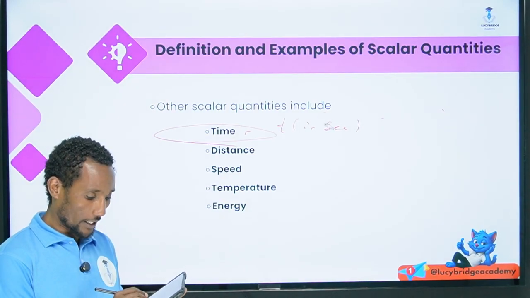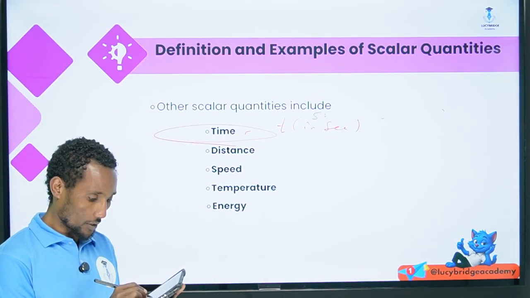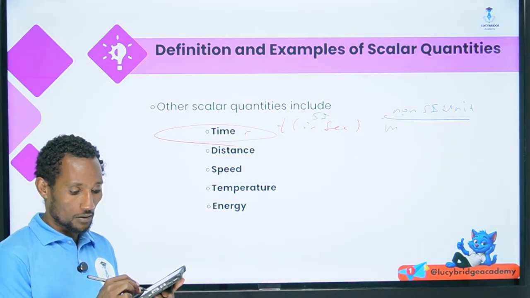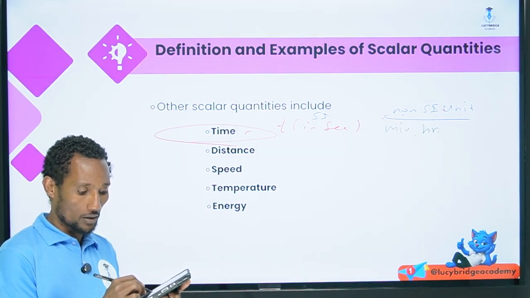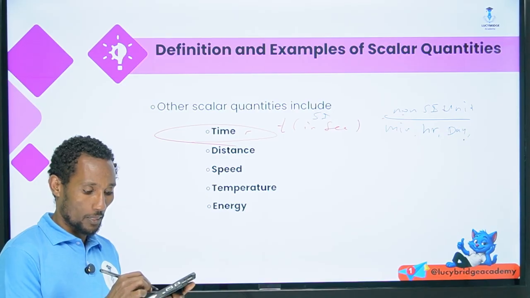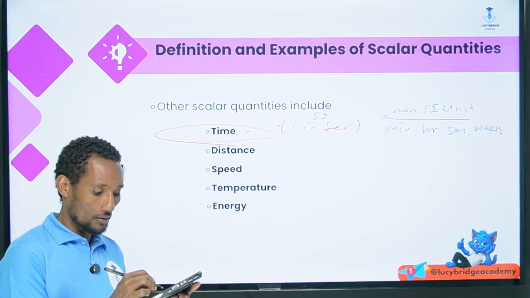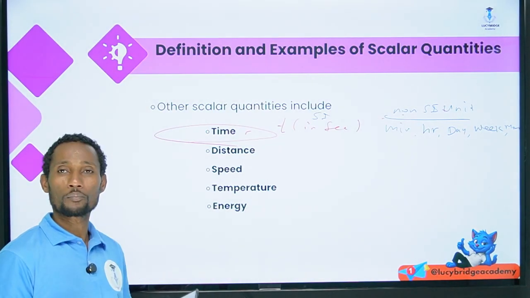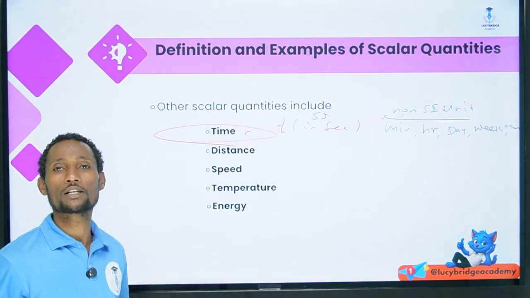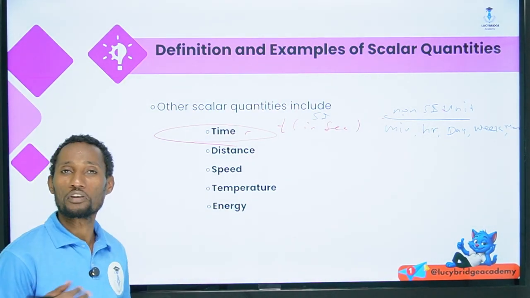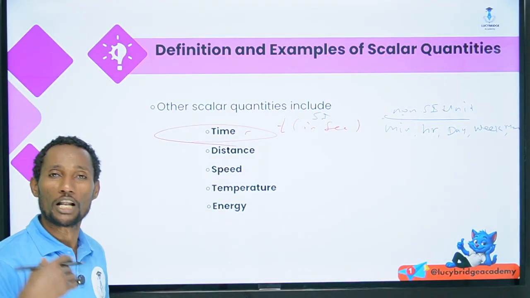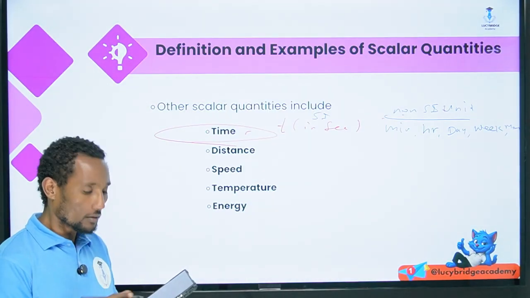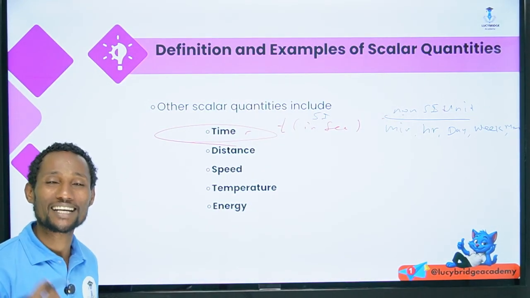Non-SI units such as minute, hour, day, week, year or months. Okay? Months, year, and so on. Like year, decade, millennium, century, and so on. So by having this, you have time measurement, which is a scalar quantity.